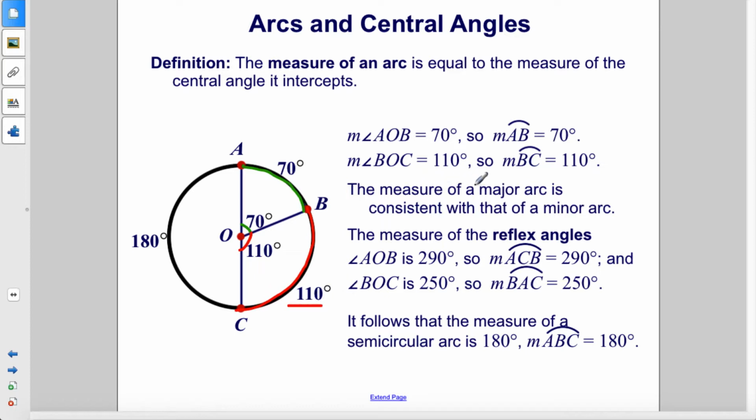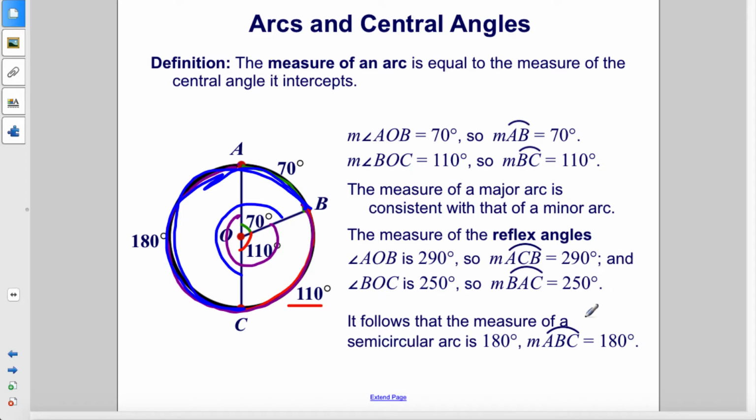The measure of a major arc is consistent with that of a minor arc. Angle AOB here, so this angle there, is 290 degrees. So the measure of arc ACB, that goes like that, equals 290 degrees. And angle BOC, so this angle here, is 250 degrees. So the measure of arc BAC, so the arc there, equals 250 degrees.